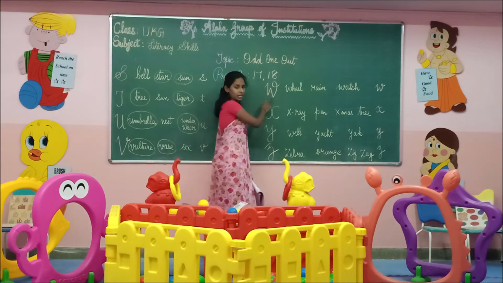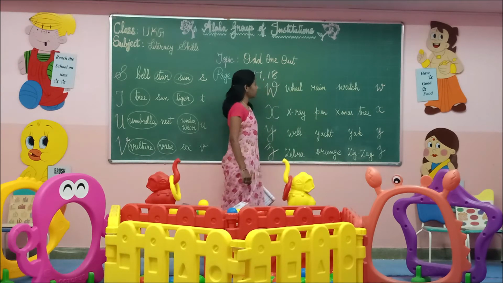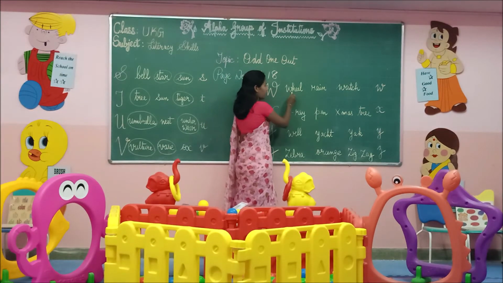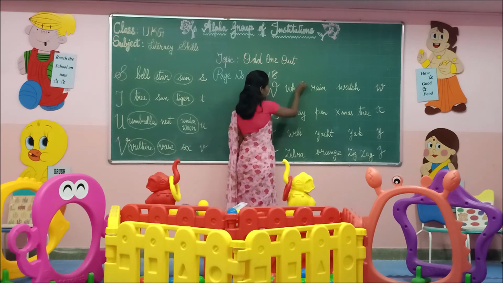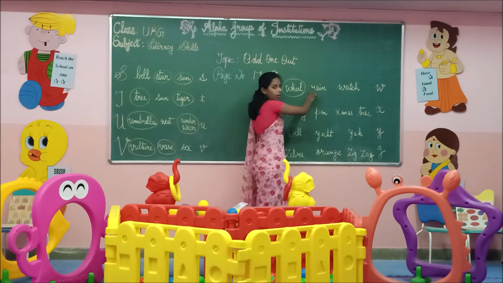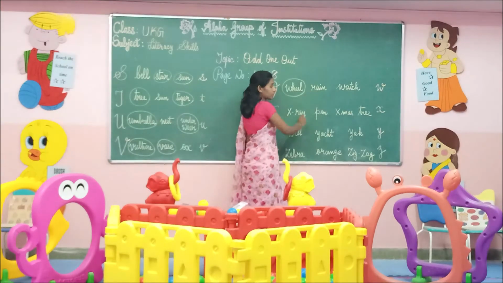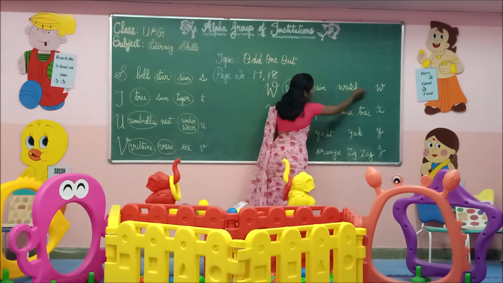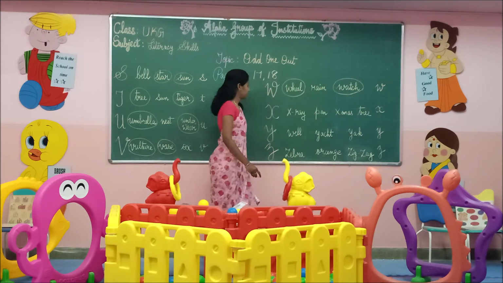See? W. Capital letter W. And this is small letter W. Identify the word which has W as its first letter. V. What's the sound for W? W. Circle the word. It has W as its first letter. Rain. Does the word start with W? No. The first letter is R. So you should ignore this. Next, watch. W is the first letter. So circle the word watch.